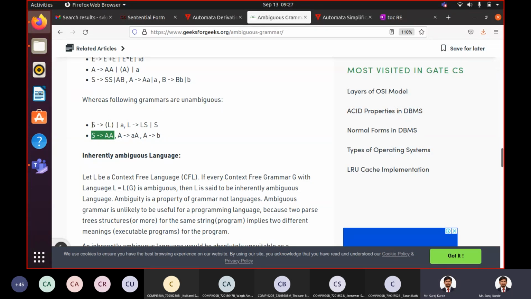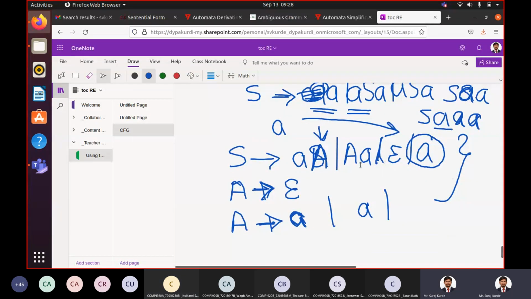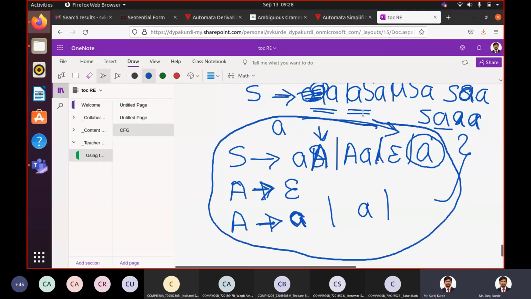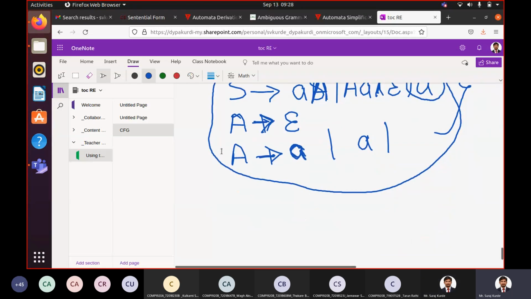So apply this concept. The start symbol should not repeat. Then it becomes an unambiguous grammar. Apply this logic to the given question for this one. How to find an unambiguous grammar? I have solved it 50%. You have to just write the production for A. Just write the production for A. It becomes an unambiguous grammar. Here you can repeat A.